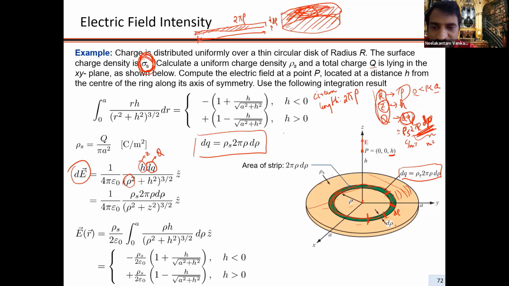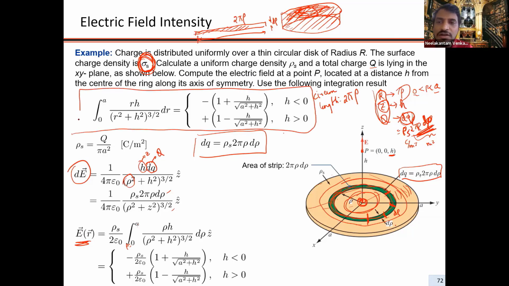So when I substitute the value of dq from before, my total electric field is going to be integrated over all these strips, for example a strip like this, a strip like this, and a strip like this, with rho from 0 to A. I need to do that integration. Fortunately for you, that integration has been given, and if you notice, it reduces to the electric field in two scenarios: when H is less than 0, it is of one form, and when H is greater than 0, it is of another form.